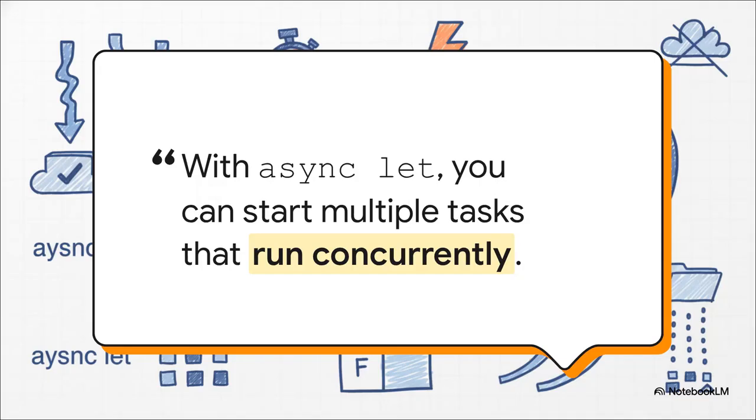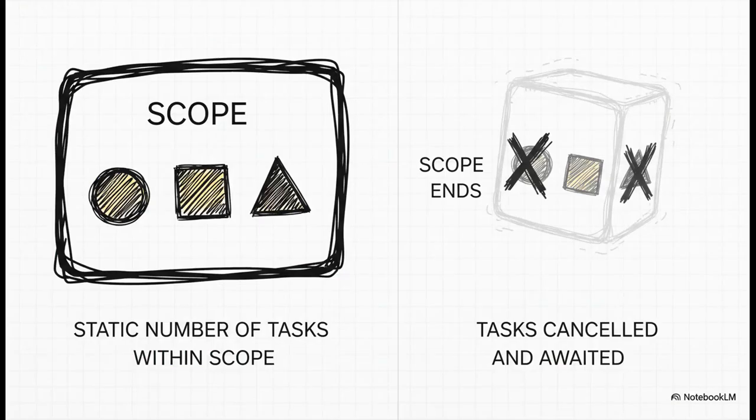I mean, you can't beat this for simplicity. When you know right there at compile time exactly what you need to do, like, hey, go fetch a user's profile and also grab their latest post, async let is your best friend. You just define the tasks, await them, and you're done. It's beautiful. And that's the key thing to remember here. Async let is designed for a static world, a fixed number of jobs. Everything is neatly contained in the scope where you define it. When that scope ends, Swift automatically handles cleaning everything up.